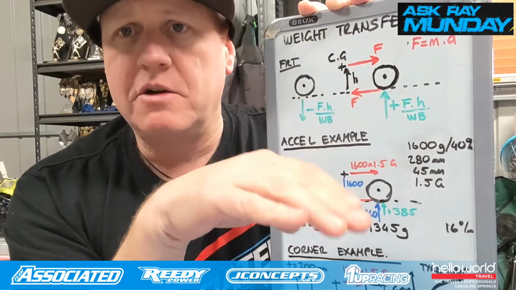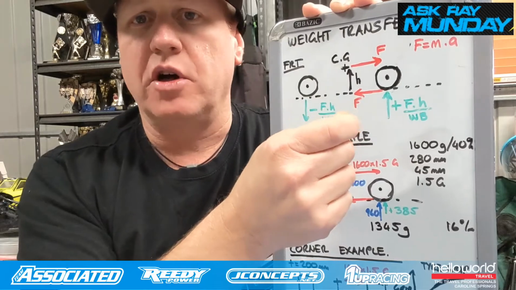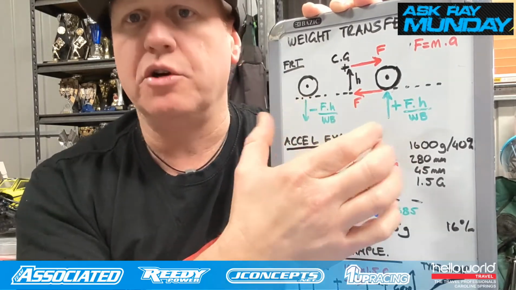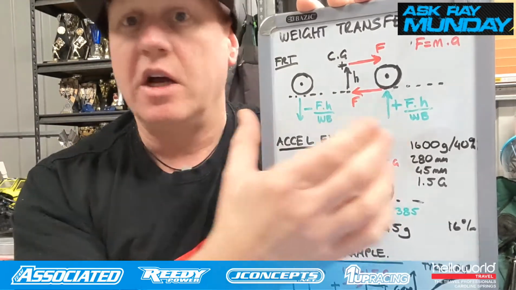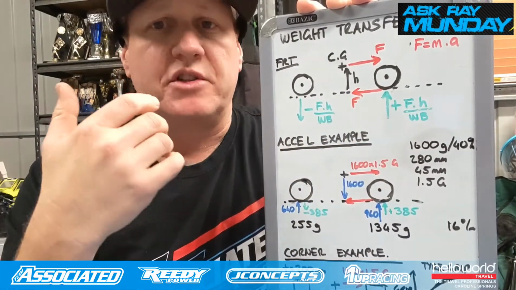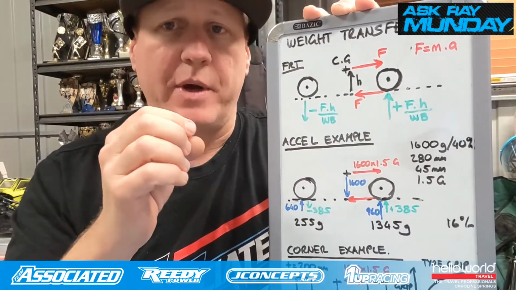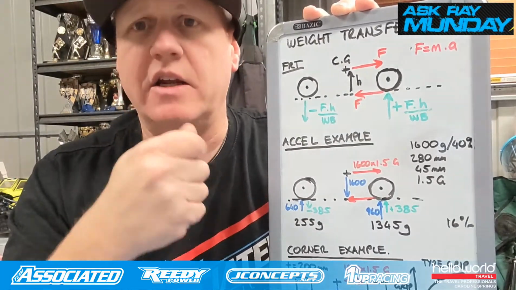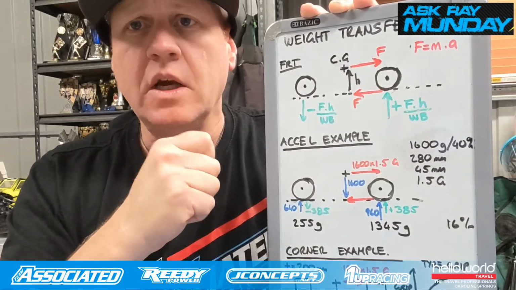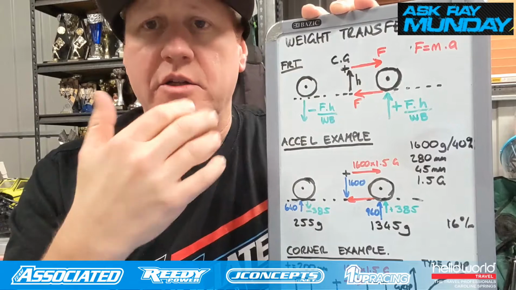If you've got a lower center of gravity height, you're going to have less weight transfer. If you've got, say, a longer wheelbase, you're going to have less weight transfer. If you have a shorter wheelbase, you'll get more weight transfer. Now, weight transfer is something we're stuck with. We can't get away from it, but there are ways we can use it to help our driving, and if we understand it, we can help with our setup. So I'm going to jump into a couple of examples for both acceleration and cornering to explain that.